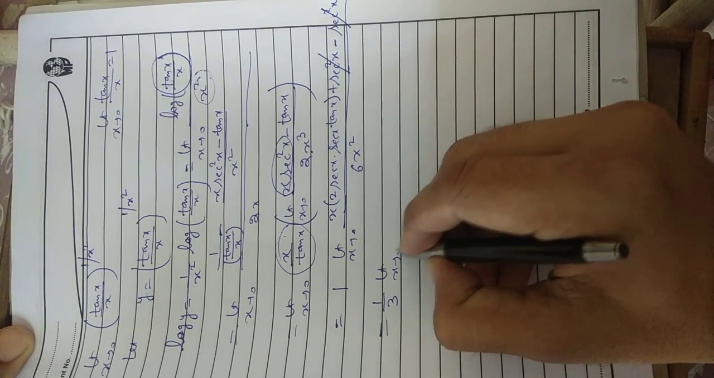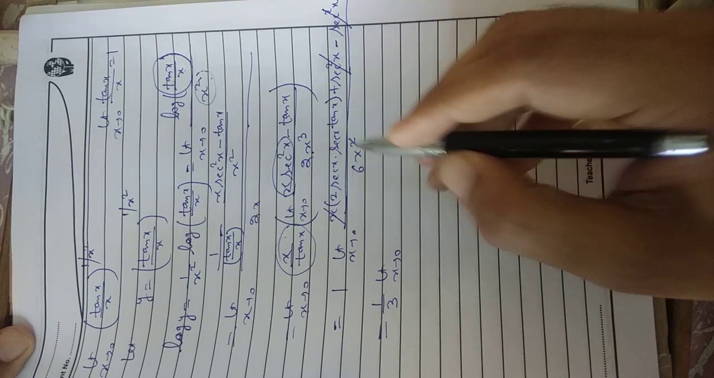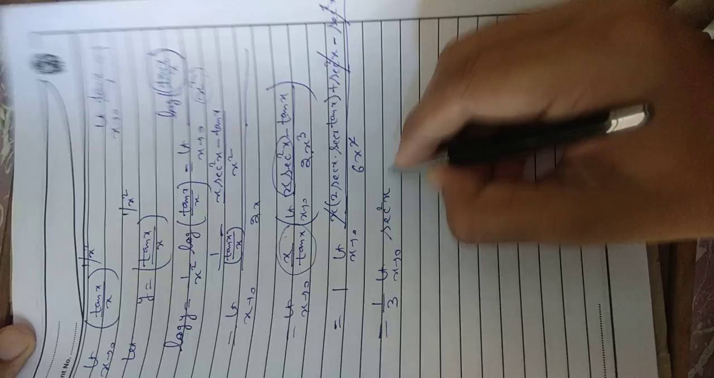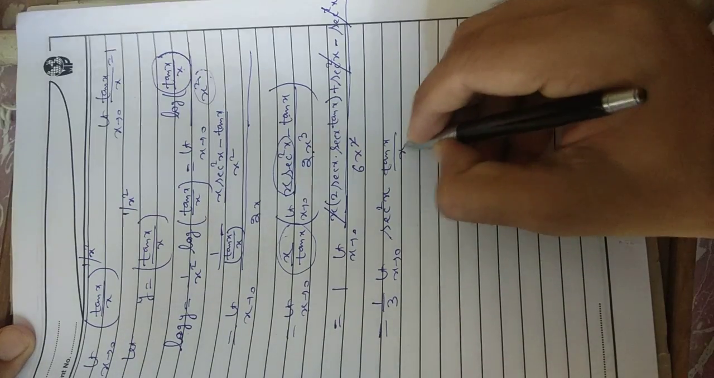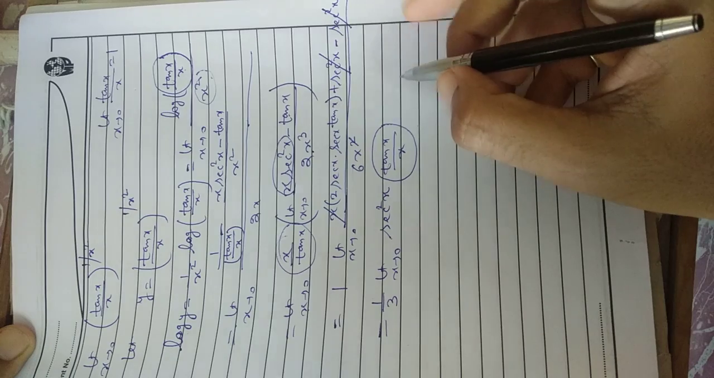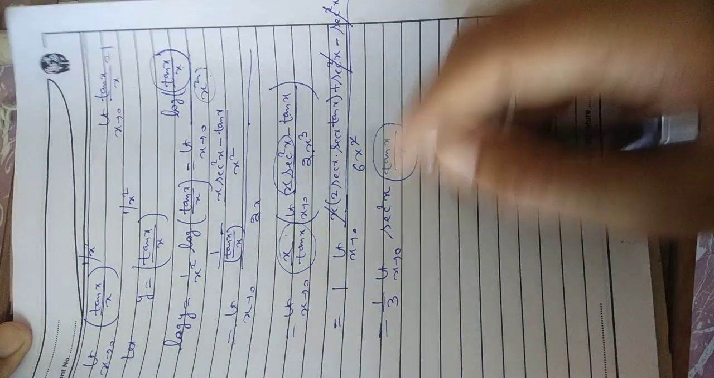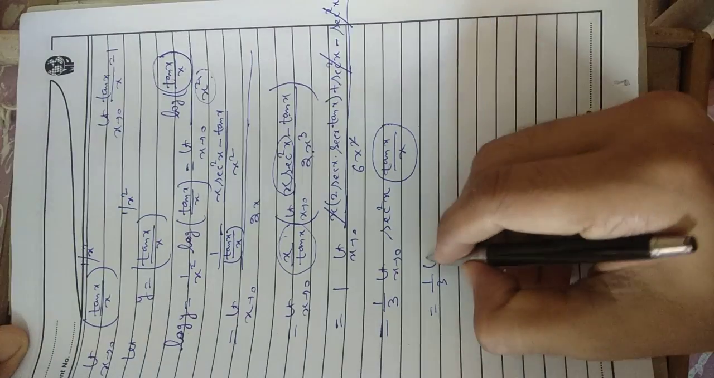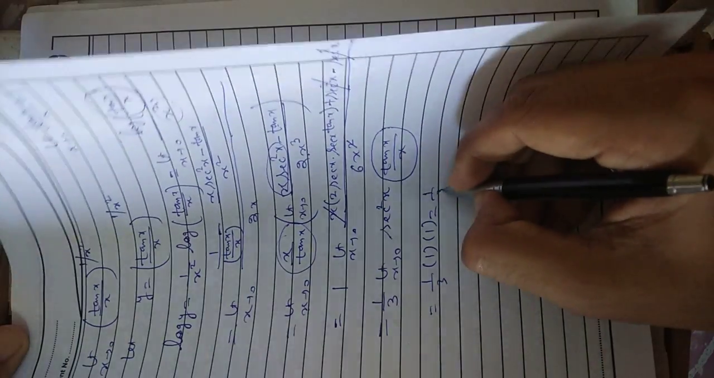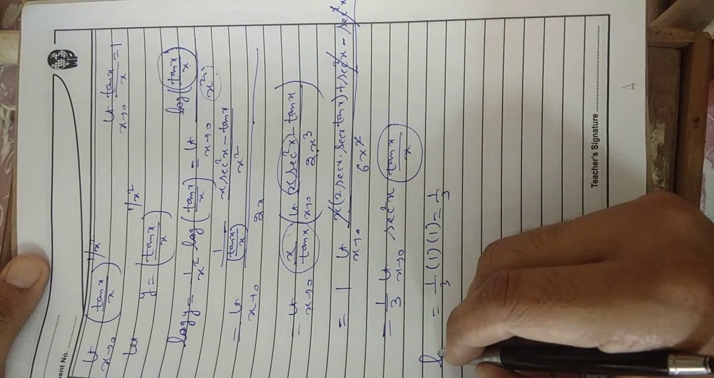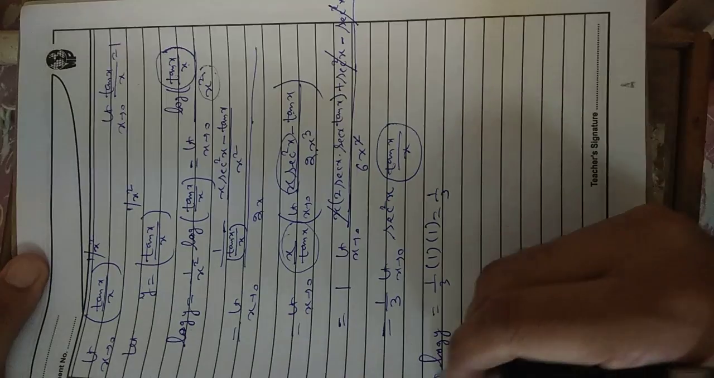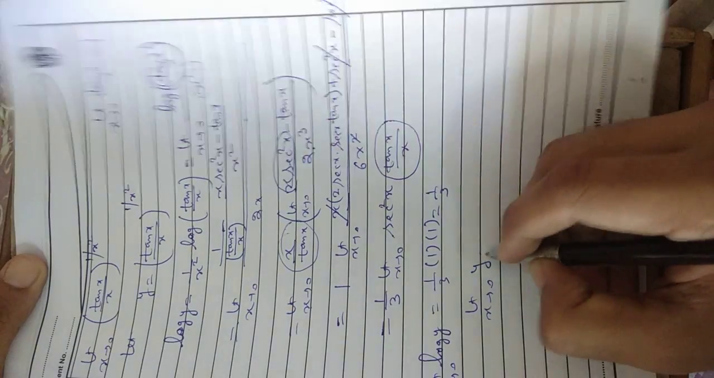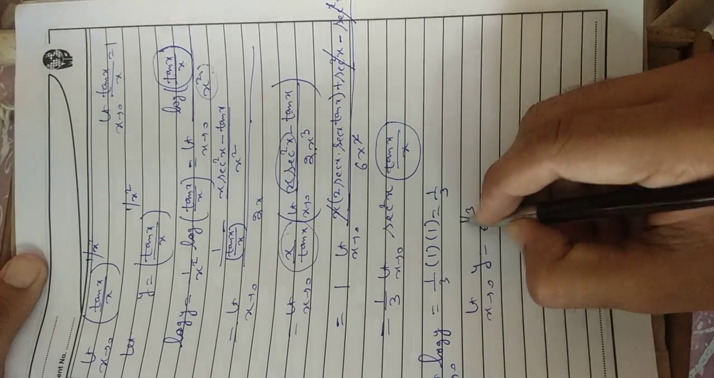Limit x approaches to 0, one factor of x will cancel. Now this is secant square x into tan x over x, and as limit x approaches to 0, tan x over x will become 1, secant 0 will become 1. So this is 1 by 3 into 1 into 1. So total answer will be 1 by 3. So this is the value of log y, limit x approaches to 0. So limit x approaches to 0, y is equal to e to the power 1 by 3.